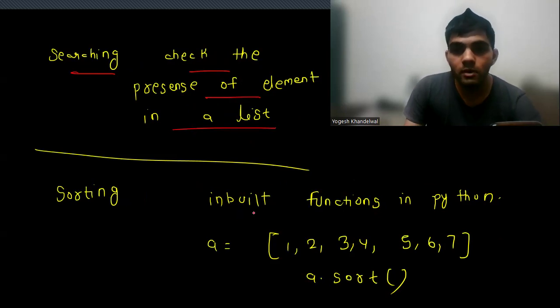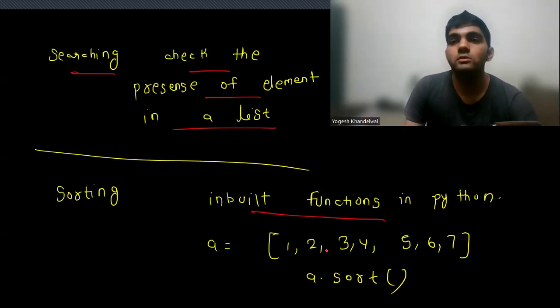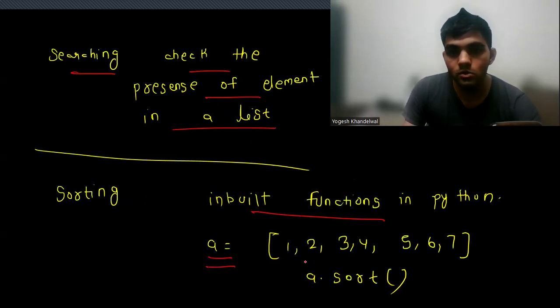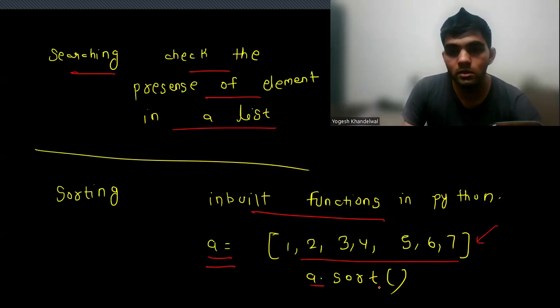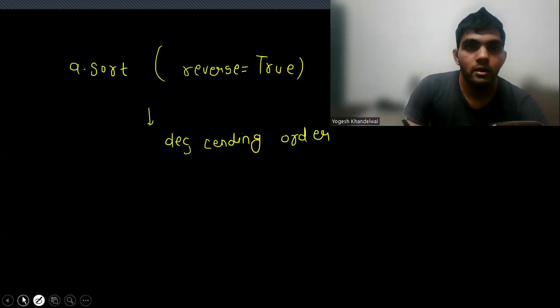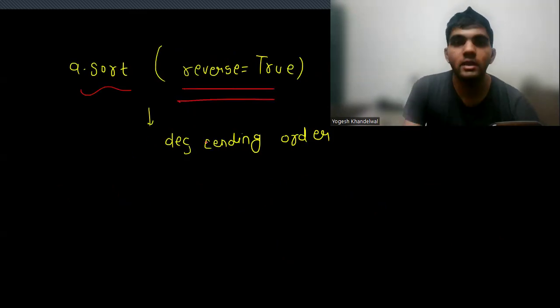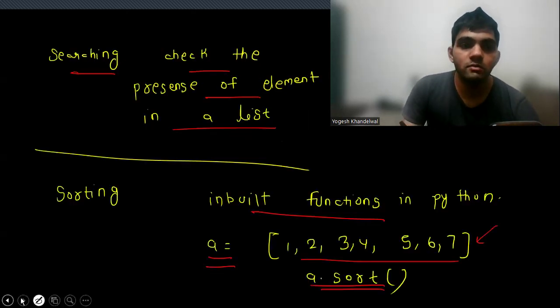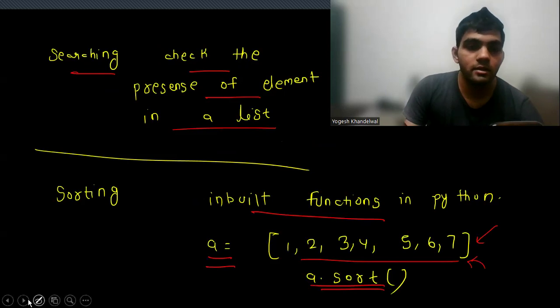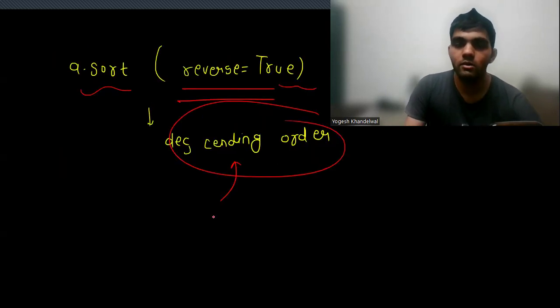There are inbuilt functions in Python for sorting. Like if we have this list, A is equal to 1, 2, 3, 4, 5, 6, 7, you can sort this list by using the built-in function a.sort in Python. If you use a.sort with reverse equal to True, then that will do the sorting in descending order. The previous one will do sorting in ascending order, and this will do sorting in descending order.